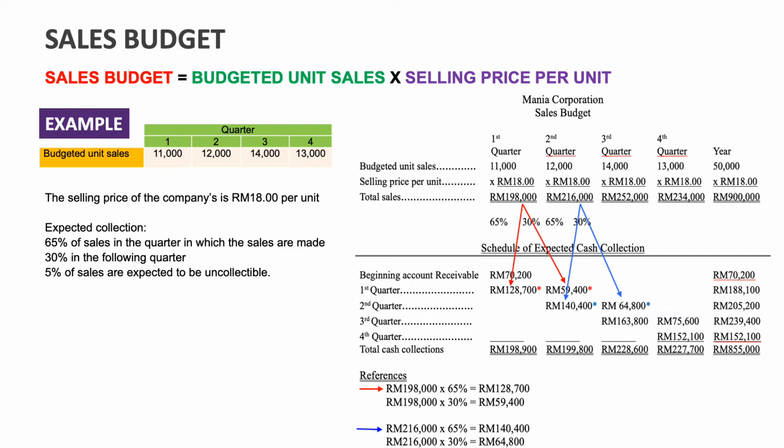The same goes for the second quarter total sales of 216,000, in which 65% of the total will be collected in the current quarter, and 30% will be collected in the next quarter, which is the third quarter. You just apply the same way, and you will get all the information there by applying the same calculation formula.